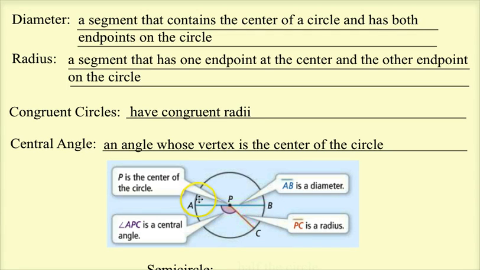So in our circle P right here, angle APC is a central angle. APC, this angle right here, is called a central angle because the vertex is the center of the circle. Angle BPC would also be a central angle because it has the vertex at the center of the circle.